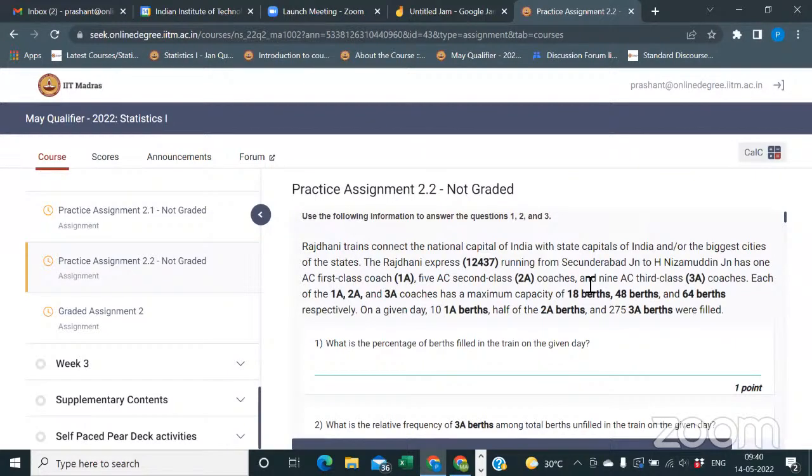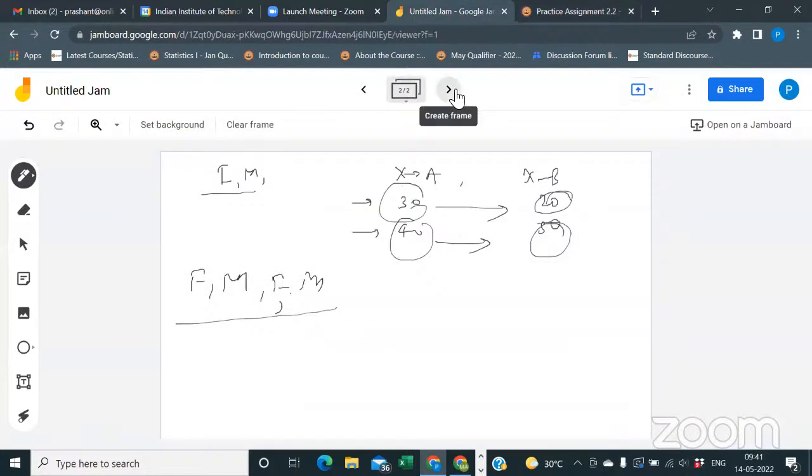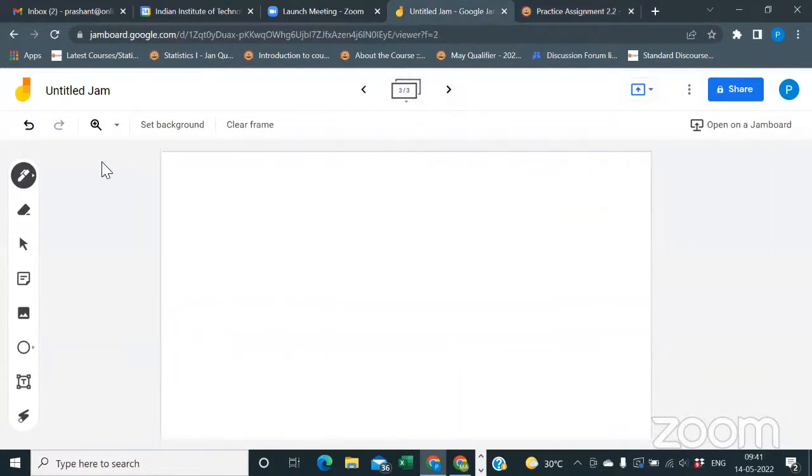Tell me, how can you find the total number of berths? See, first see the number of first AC coaches. How many? 1. And the number of second AC coaches? 5. And the number of third AC coaches? 9. Now you have to find the total number of berths.